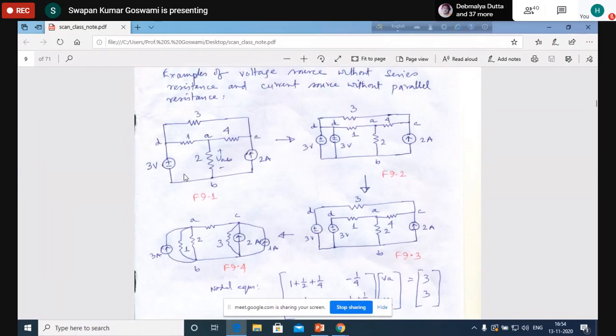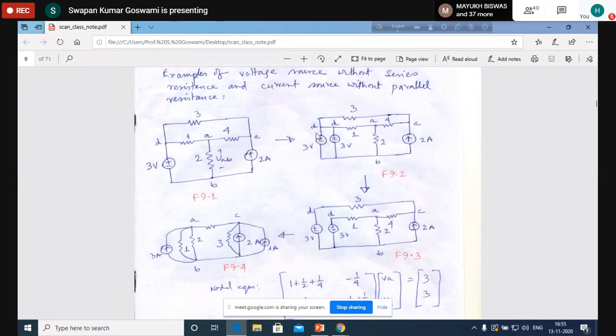Okay, now let us convert this voltage source into a current source. Directly it is not possible because there is no resistance connected in series with this source. Directly no resistance is connected with this 3-volt source, but we can do it. Previously also we have done it. Let us do it again. If you represent this 3-volt source as in figure 9.2, a single 3-volt source is replaced by two 3-volt sources in parallel.